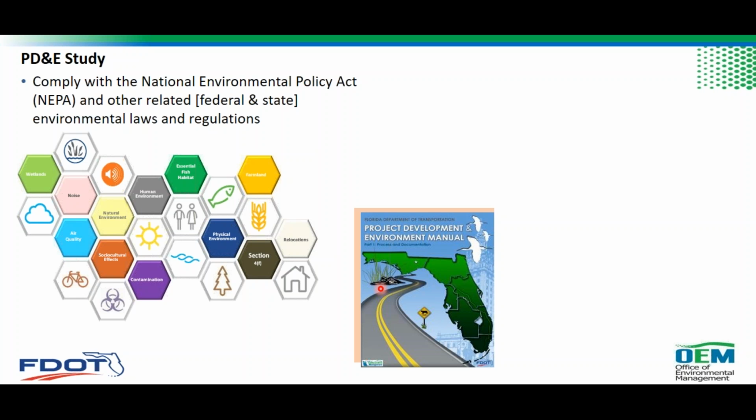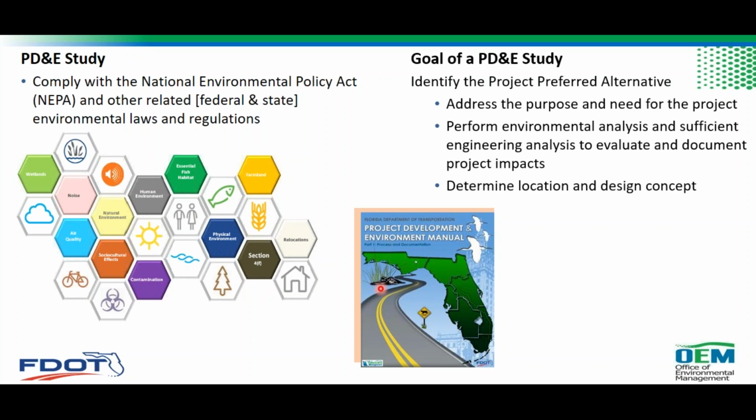I'm not going to be talking about what we've changed or updated within the PD&E manual. If you're interested in seeing what we have changed, we've got several trainings. You can go to the Office of Environmental Management website to see those changes. The goal of a PD&E study is to identify the project's preferred alternative, and this preferred alternative will be carried over through final design and later implemented through the construction phase.